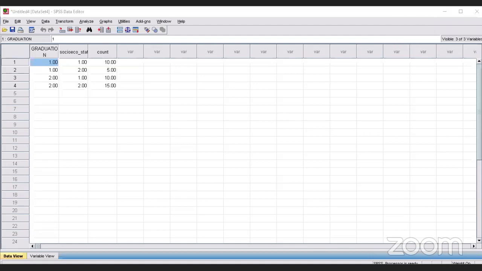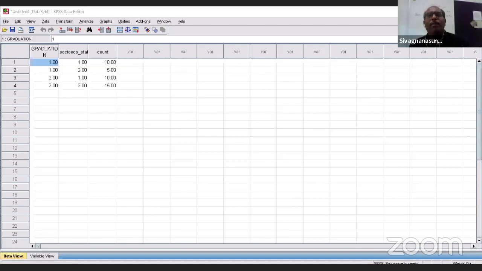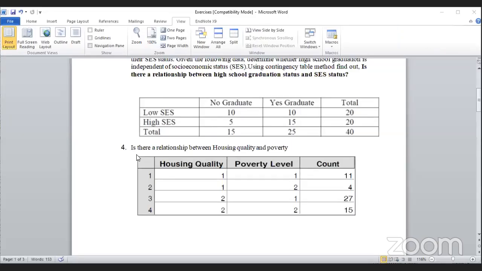No more, sir. Right. So, am I sharing the Word file now? Can you see the Word file now? Yes, sir.